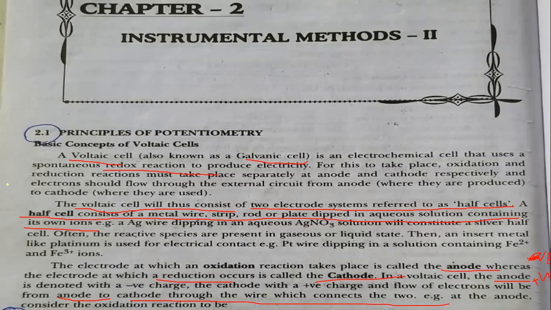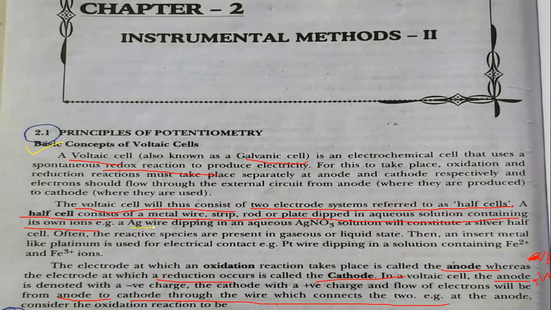So here, principle of potentiometry, the basic concept of the Voltaic cell. What is a Voltaic cell? A Voltaic cell is also known as a galvanic cell. It is an electrochemical cell that uses a spontaneous redox reaction to produce electricity. The Voltaic cell will thus consist of two electrode systems referred to as half cells. A half cell consists of a metal wire, strip, rod or plate dipped into an aqueous solution containing its own ion.